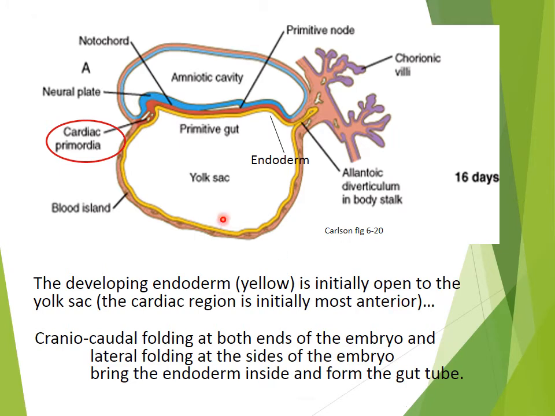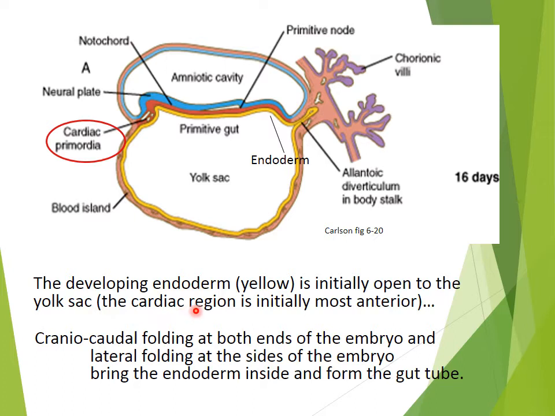So now again you can see that this is the whole endodermal lined yolk sac, which is lined with yellow color, and more ventrally you can see this cardiac primordium. This is the area of the developing heart. So when there is a developing endoderm, you can appreciate initially it opens to the yolk sac, and ventrally you can appreciate the cardiac region.